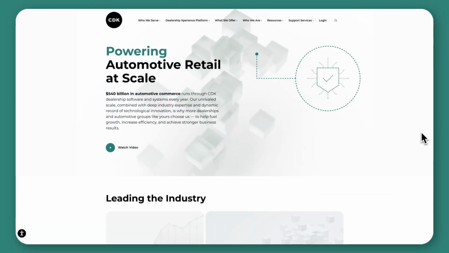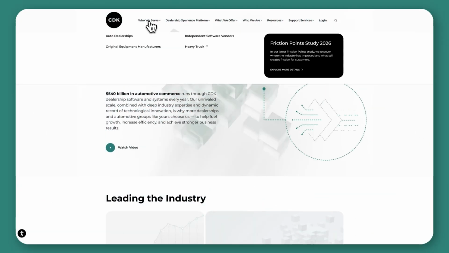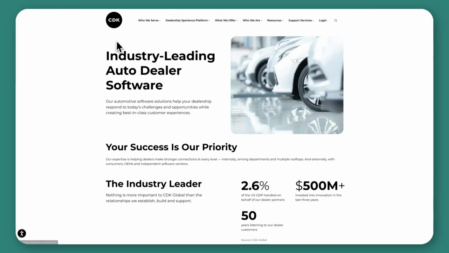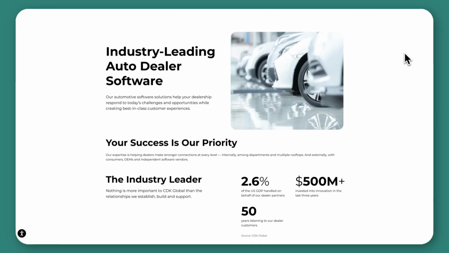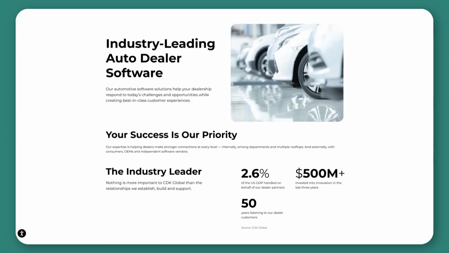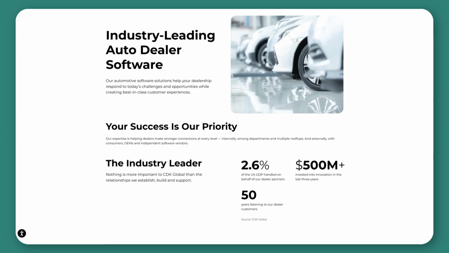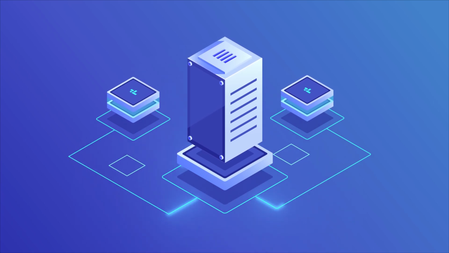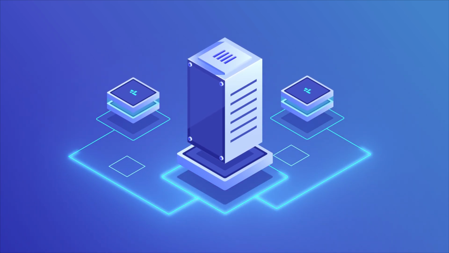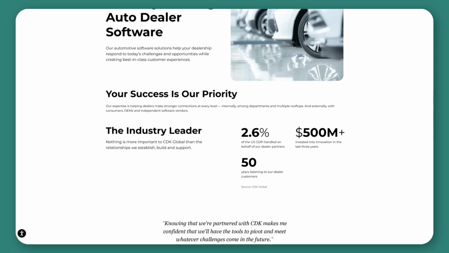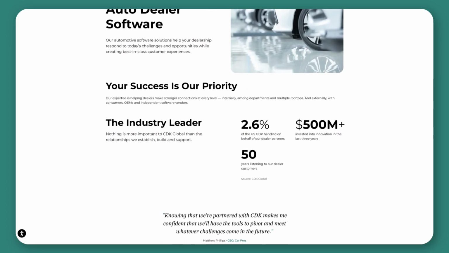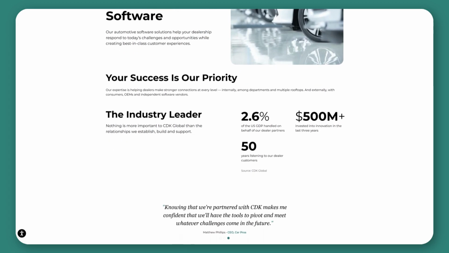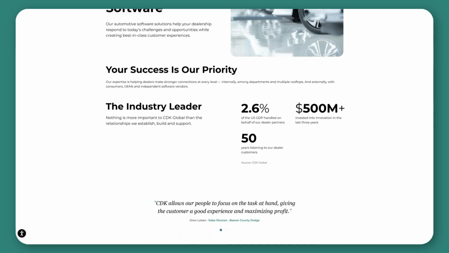First, click on Who We Serve and select Auto Dealerships. This is their absolute bread and butter. CDK provides a comprehensive dealer management system, commonly known as a DMS. This powerful enterprise software functions as the central nervous system for retail automotive environments. It completely connects the sales showroom floor, the back accounting office, and the service bays together for maximum efficiency.